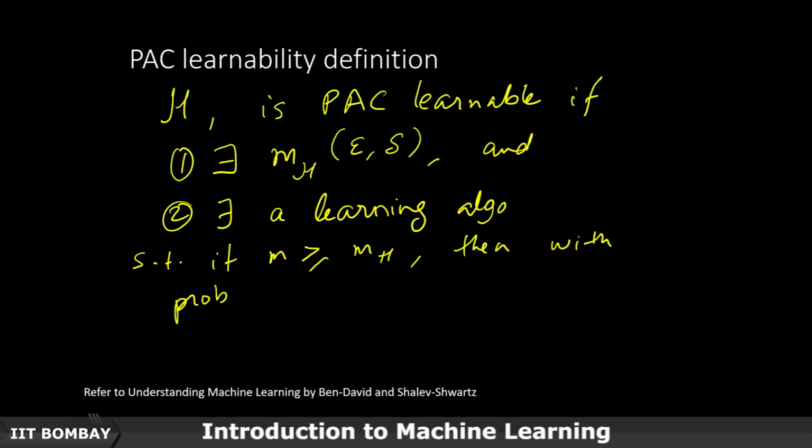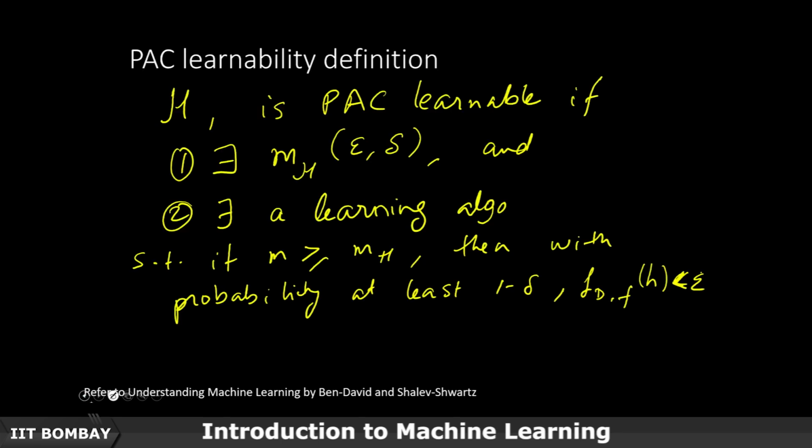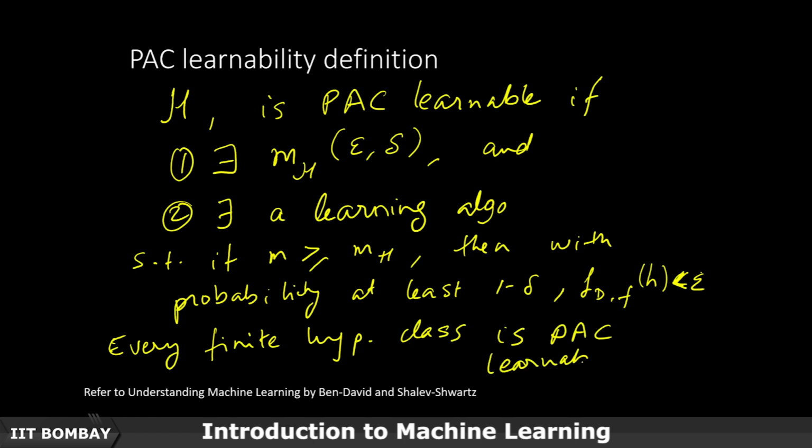with probability at least 1 minus delta, this L_D of h, the hypothesis that is learned, is less than epsilon. And a corollary of this is that every finite hypothesis class is PAC learnable, which we showed in the previous slide.